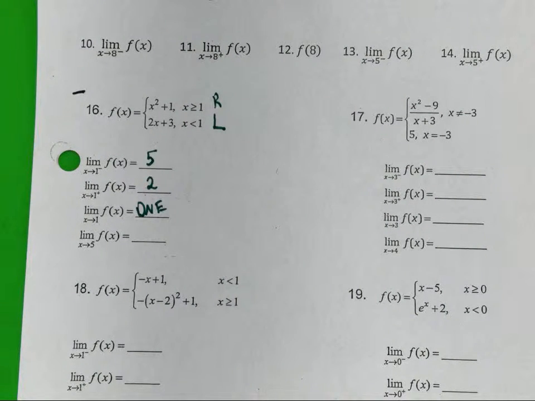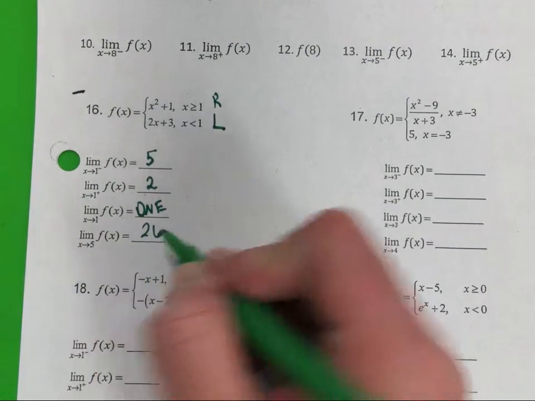Five. Which piece? There's nothing going on at 5, is there? What piece would you plug that into? The top is greater than 1. So 5 squared is? Plus 1 is? Very good.